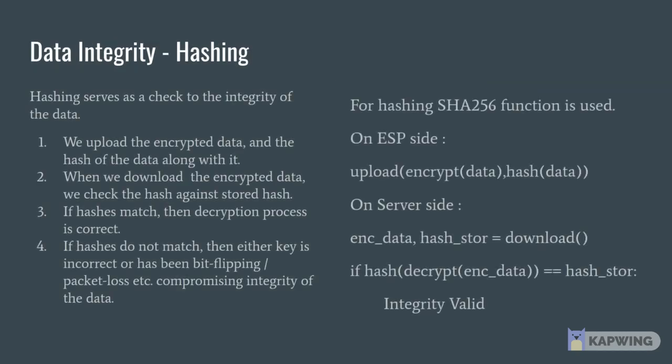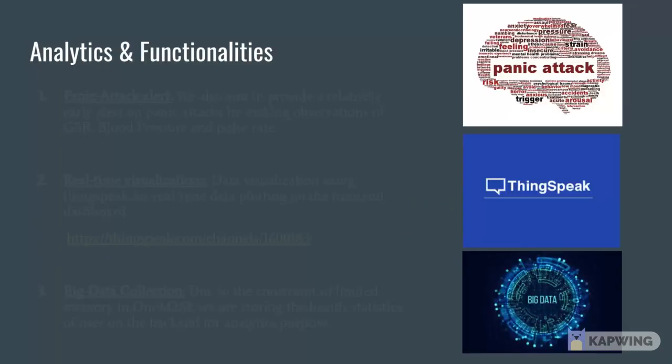We maintain data integrity by using hashing. For this, we upload the encrypted data along with the hash of it. While downloading the data on backend, we download the data and check its hash against the stored hash. If the hash matches, then the decryption process is correct. If the hash does not match, it is either because of bit problems like bit flipping or packet loss, or incorrect keys, or malicious behavior from the oneM2M side.